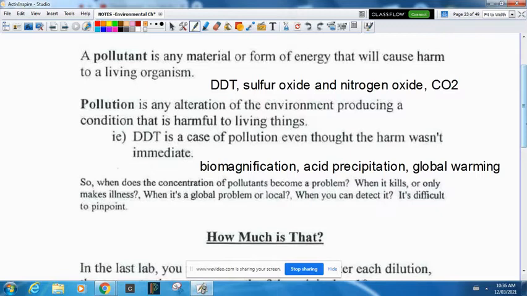Is it when it kills, or only when it makes people ill, or is it when other organisms get ill? And do we start worrying about it when it's a global problem, or do we worry about when it's a local problem? How do we detect it? It's really hard to pinpoint what to do and when to get involved, but we're going to try and see if we can narrow that down.